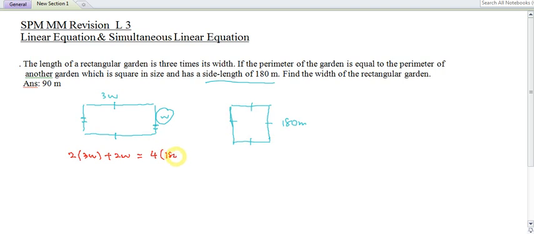4 times 180. Okay, so this 2 times 3, you get 6w. Here you have 2w. Okay, this one you can just press the calculator. 720, right? So here is 8w equal to 720. So w will be equal to 720 divided by 8, which is 90. Okay, so the width of this rectangular garden is actually 90 meters.